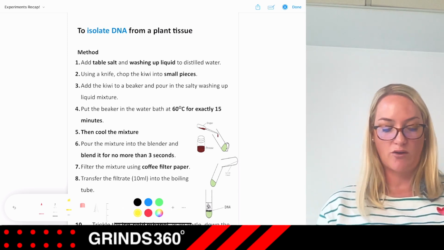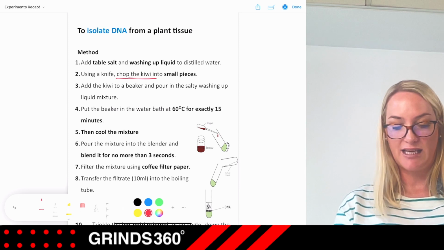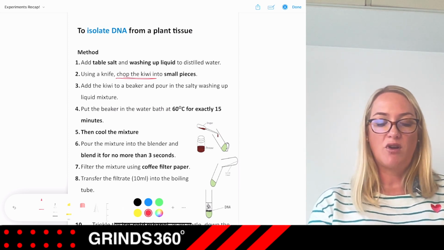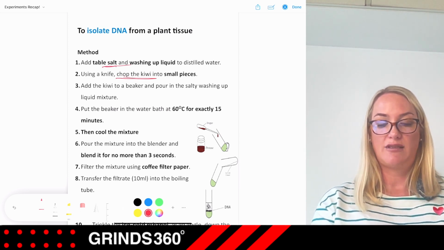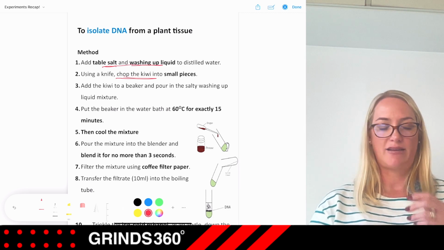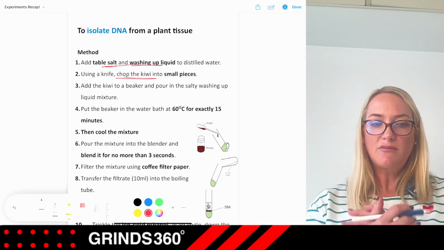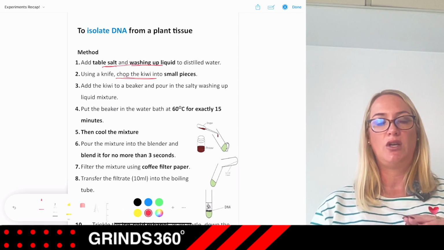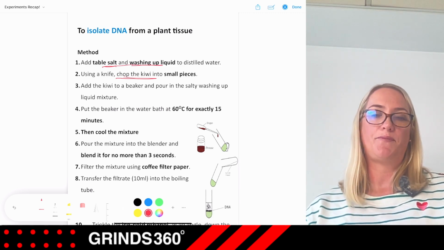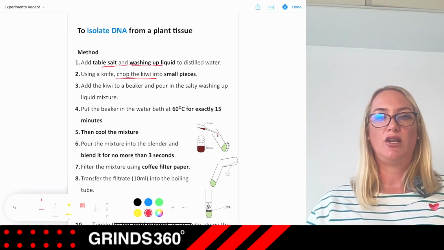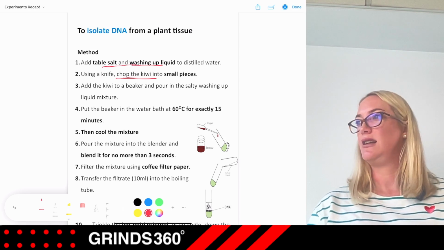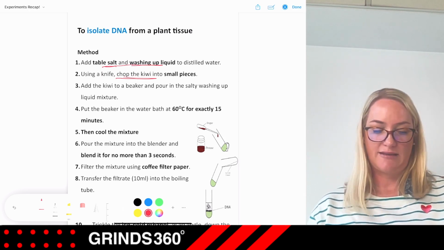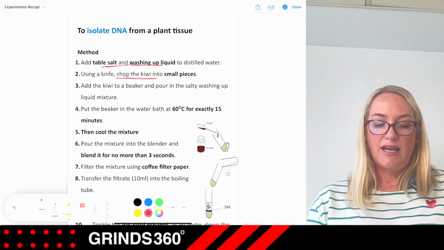Okay, so there were marks going for that, a reference to that this year. There were marks going, we wanted table salt and washing up liquid mixed together. Again, you do not need to put in a measurement in biology of how much table salt, how much pH, whatever it is. You don't need to say what the measurement is.